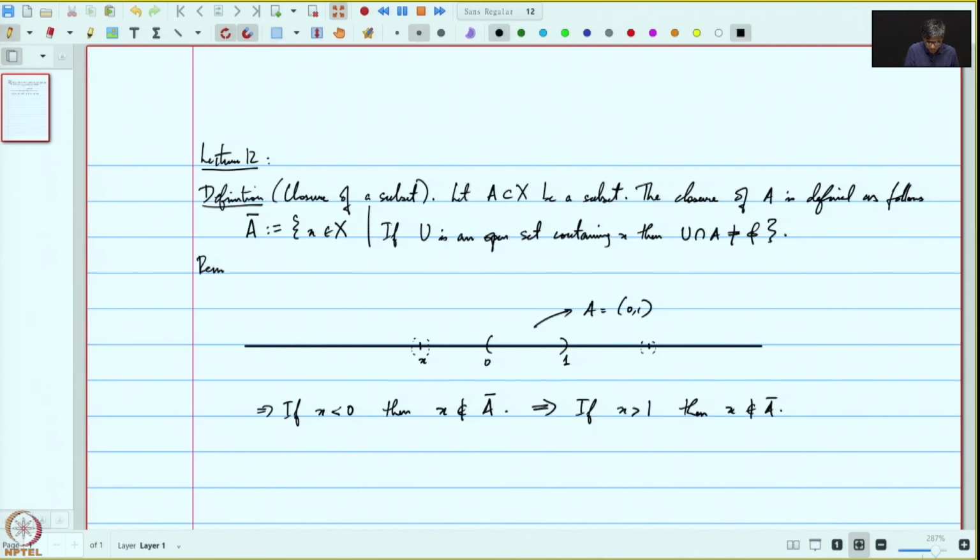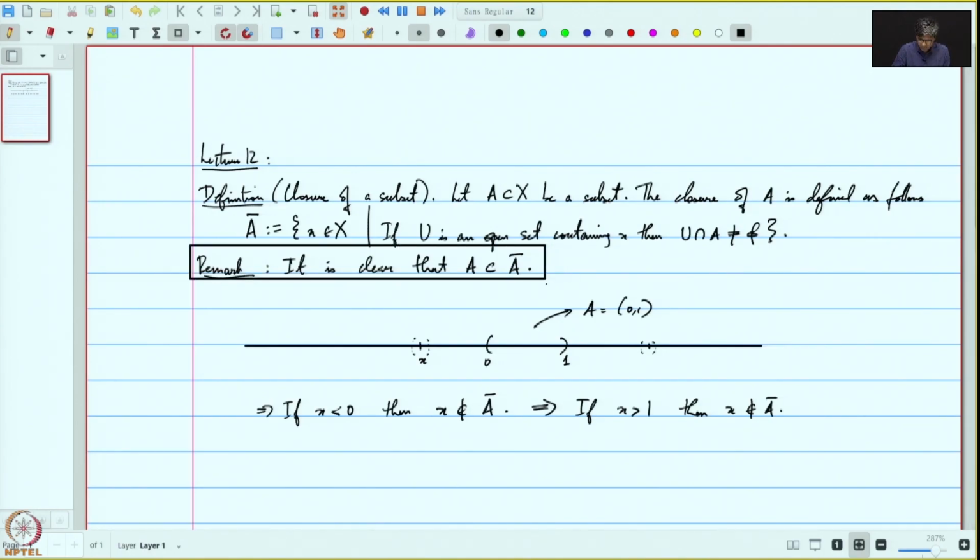Remark. It is completely obvious, or it is clear that A is contained in A closure. Okay, so let me just highlight that remark.